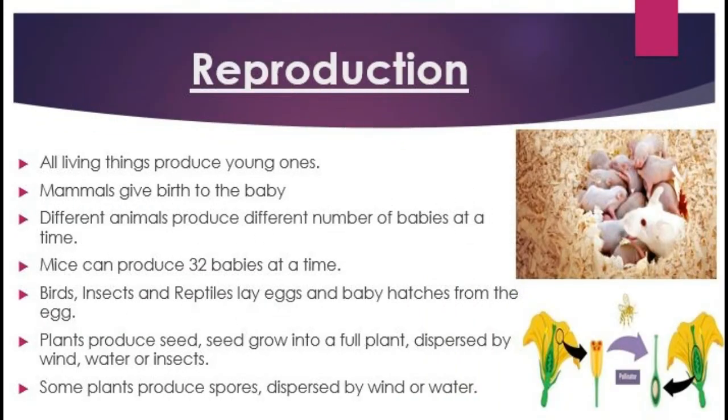The next life process is reproduction. All living things produce young ones. Mammals give birth to the baby. Different animals produce a different number of babies at a time, like mice can produce 32 babies at a time. Birds, insects, and reptiles lay eggs and baby hatches from the egg. Plants produce seed. Seeds grow into a full plant and are dispersed by wind, water or insects. Some plants produce spores that are dispersed by wind or water.